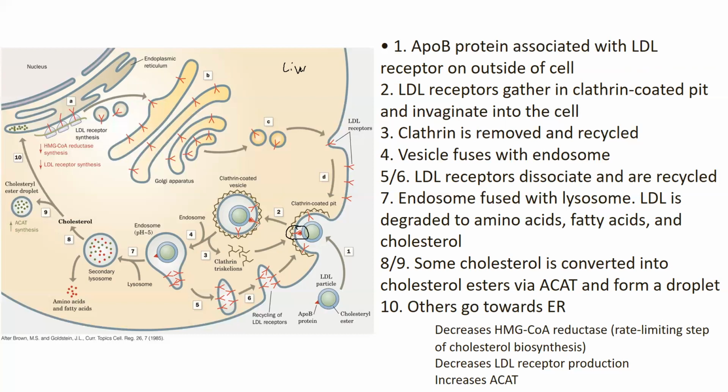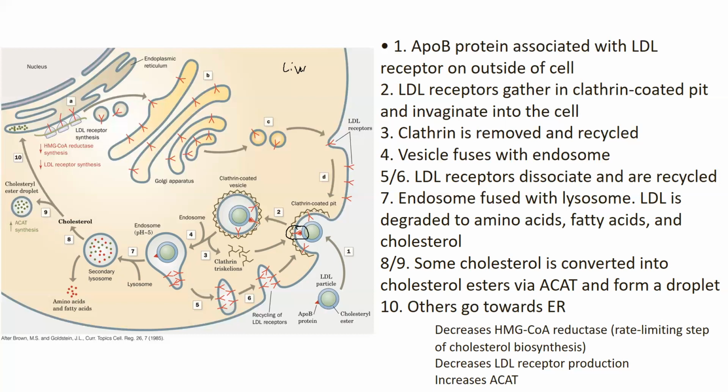Once we are in our vesicle, clathrin's job is done. So we can remove the clathrin from our vesicle. That's step three. And clathrin can go and make another vesicle with more LDL receptors. So we can just recycle that. Its job is done. It's made our vesicle.